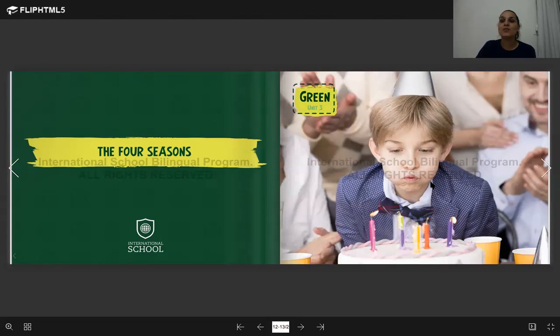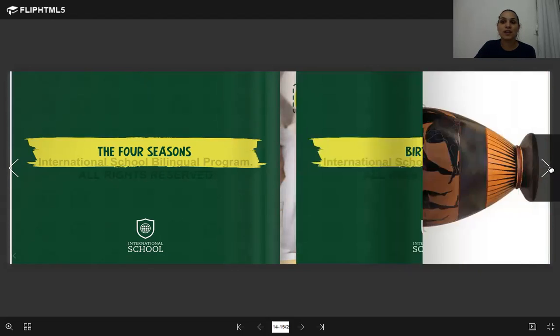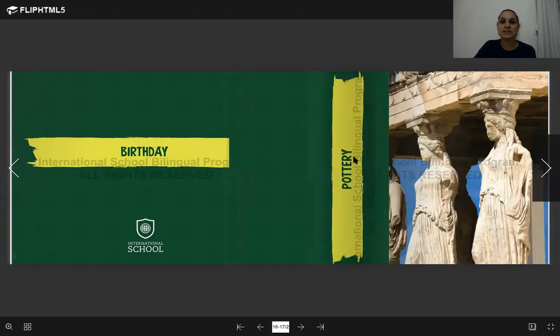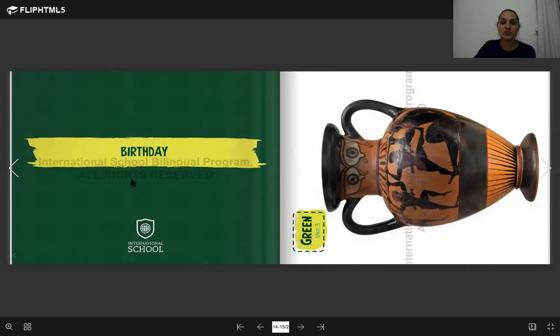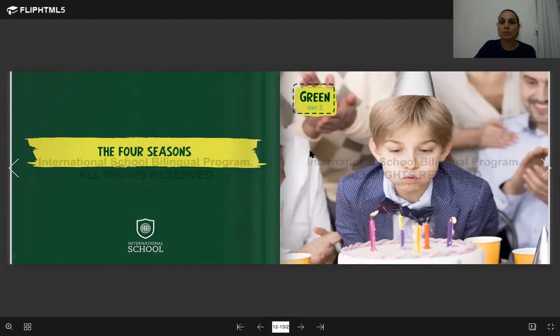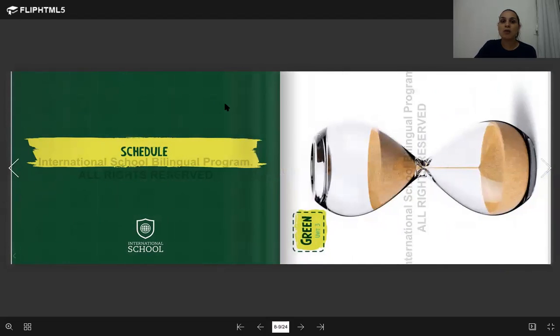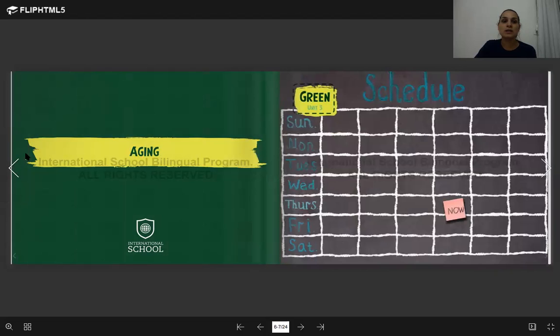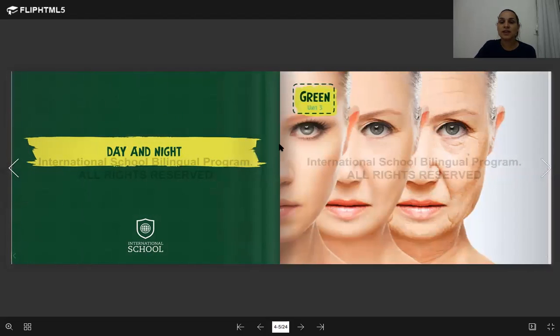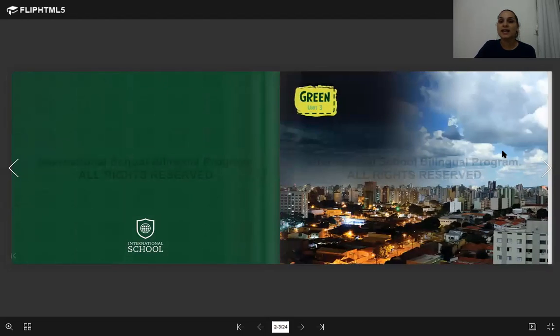This is the birthday, when every year you're getting older and older, so the birthday. And that's it. I don't want to show this right now. I just want to show you this one. So birthday, the 4 seasons, sand glass or hourglass, schedule, aging, and day and night. Okay, so I showed you these pictures, and in your opinion, what do they represent?